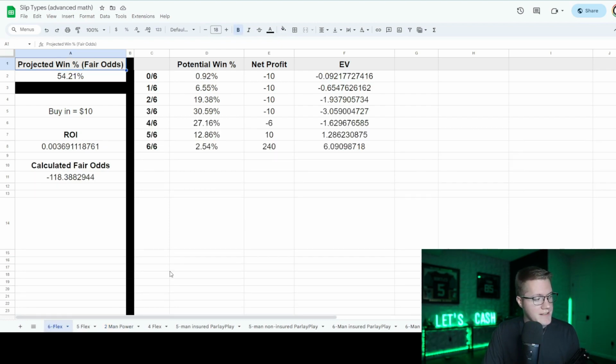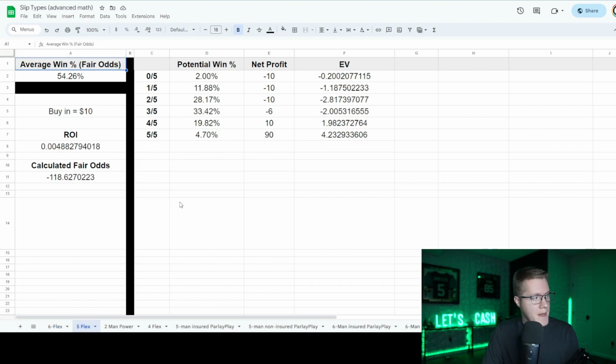And that's why the 6 flex slip and the 5 flex slip provide the best bang for your buck, right? If you look at the average percent odds to hit, and these are the true odds percent to hit per leg, your break-even percentage, you're going to have to win each individual leg at about a 54.26% or plus to have a break-even profit margin on 5 flex or 6 flex slips. So they're tremendously better. I mean, 3.5% really does matter in the grand scheme of things when comparing the long-term ROI between 5 flex, 6 flex slips, and 2-man powers.